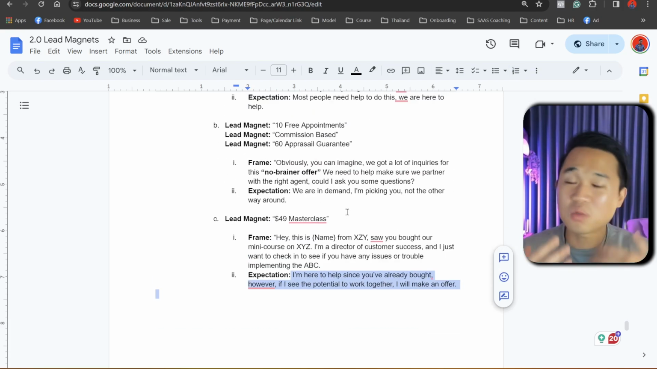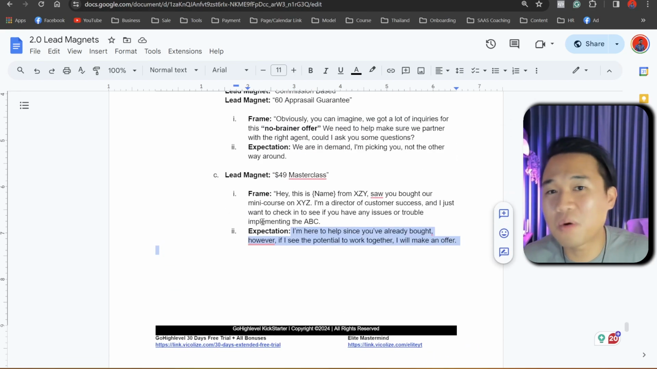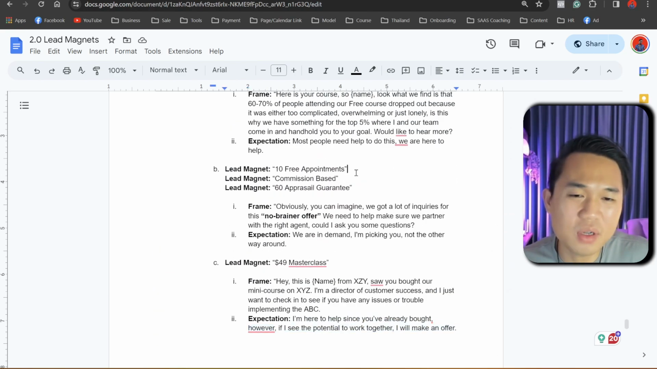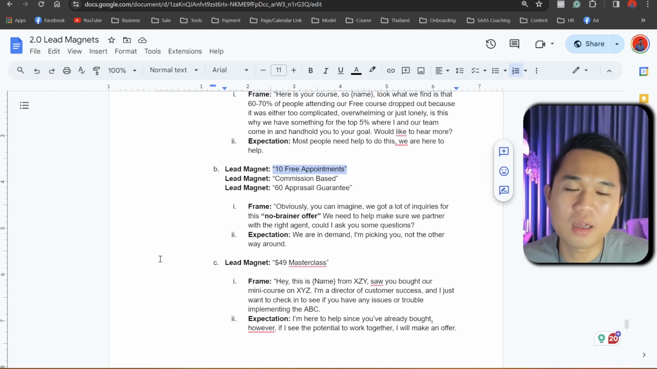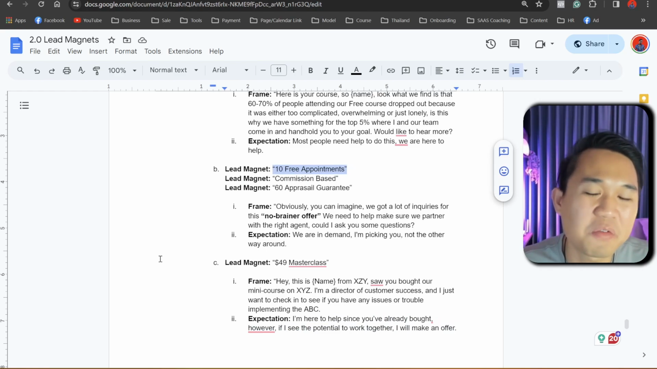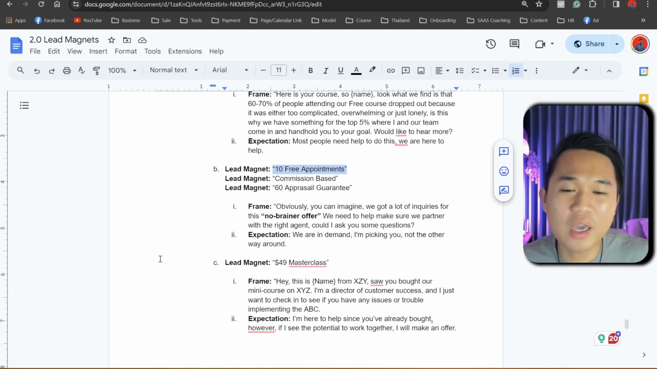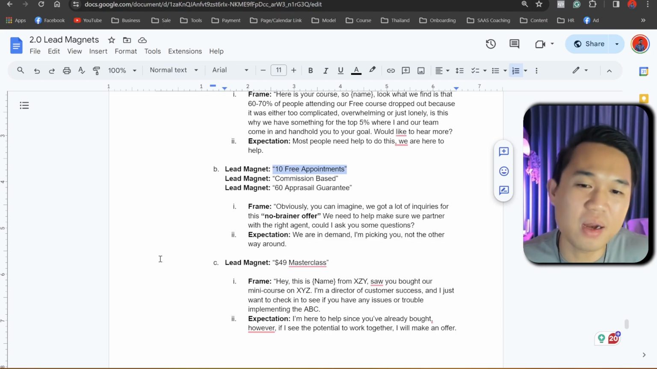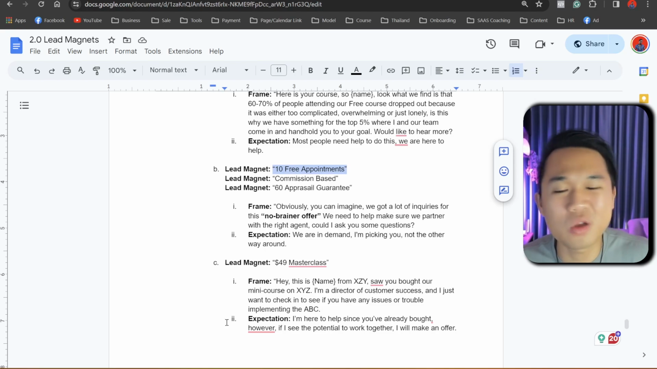So the frame is just what you make it to be. It's really customizable, right? So hopefully this example helped you guys. Even with the 10 free appointments, the frame could be, hey, I'm just starting out. I want to do something for free to earn your trust and get my foot in the door, right? So you can actually change the frame, and the frame is really what you make it to be.